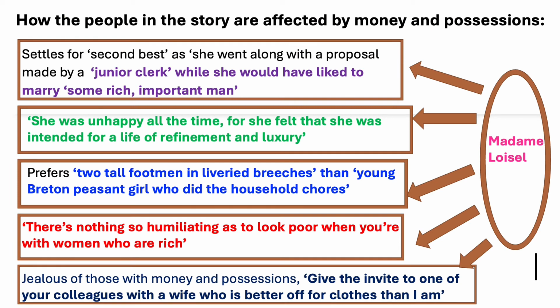Now let's see how different characters in the story are affected individually. When it comes to Madame Loisel, she settles for the second best and she lives in a fantasy world of riches. And she is dreaming of tall footmen in liveried breeches instead of a Breton peasant girl.